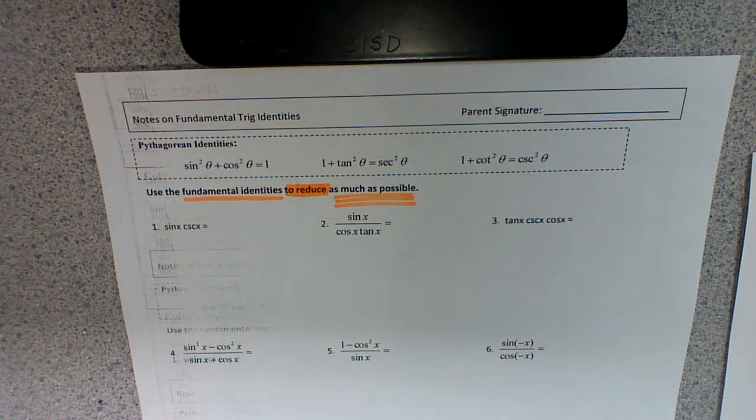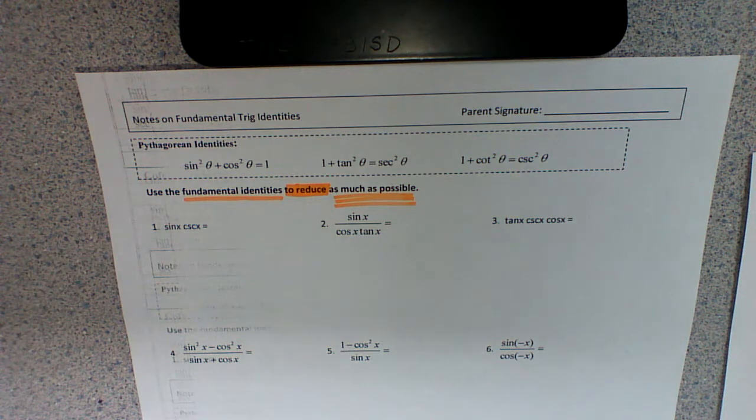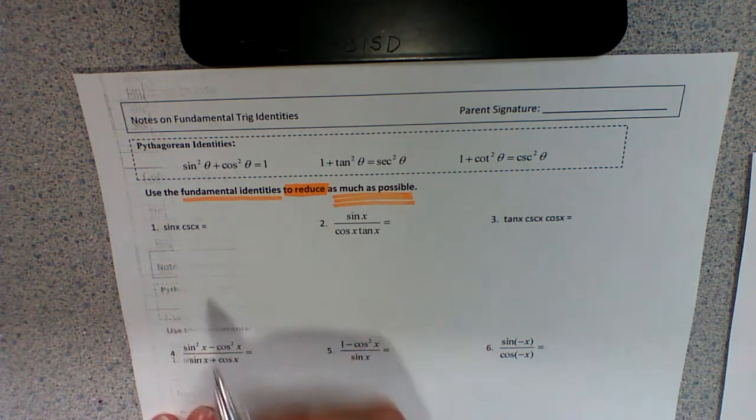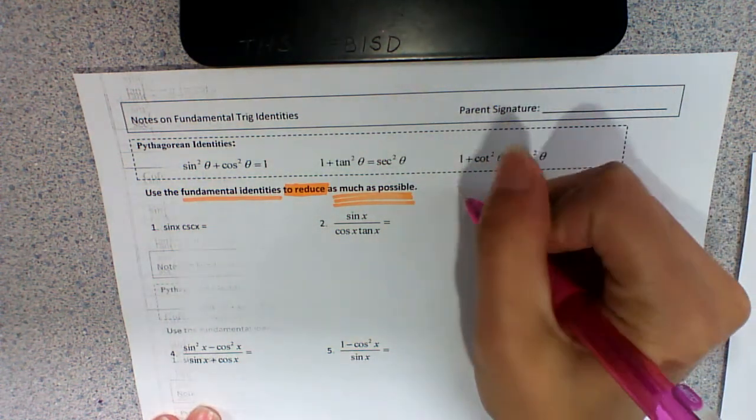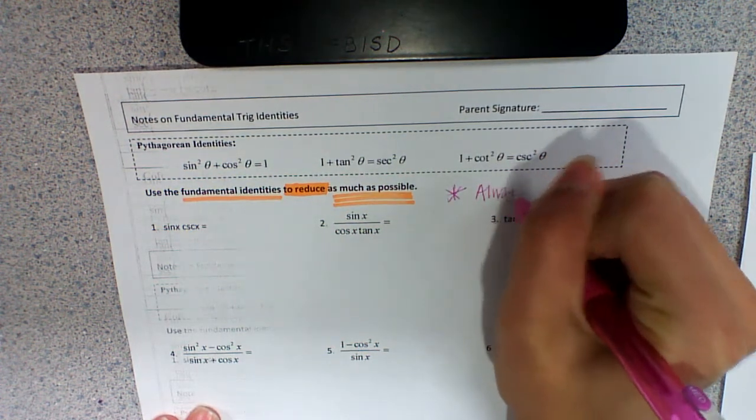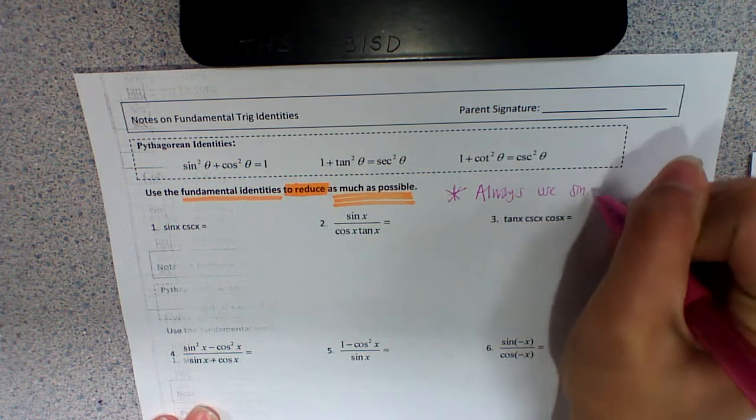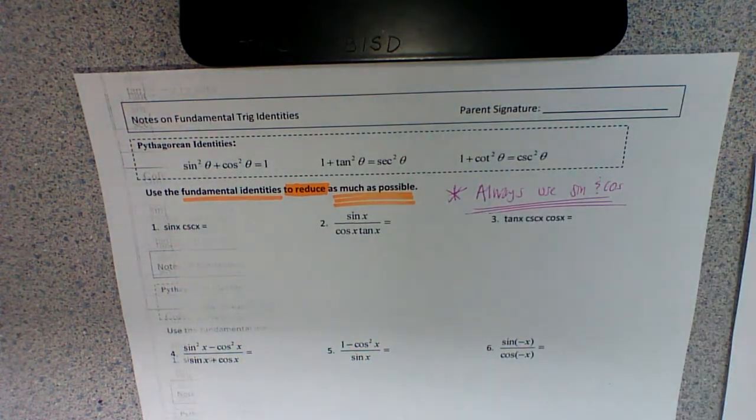Number 1 is asking you to simplify sine times cosecant. Now you can kind of ignore the x or the theta, whatever's given to you. It does need to be there, but you can ignore it for now, just for the work. What I'm going to do is always write everything in terms of sine and cosine as much as I can. So always use sine and cosine, because then is when you can actually see things that do simplify.